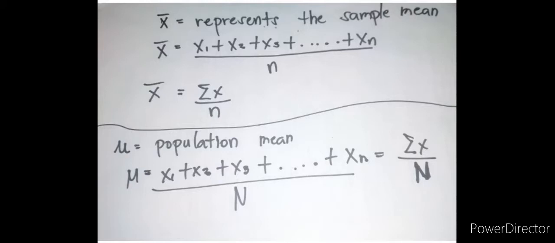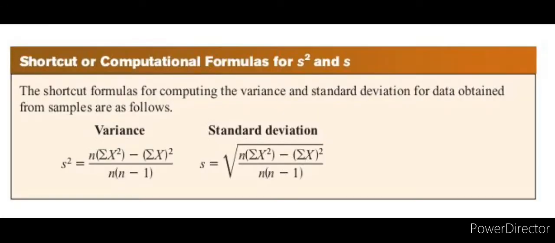Add all the individual values divided by the population size. The difference between the two is that the population mean is for the whole or entire population, and the sample mean is for a sample taken from the population. If you are already done getting the means, you also need to get the variance to get the standard deviation.